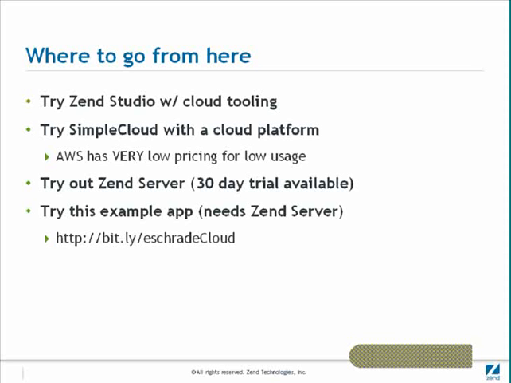Try out Zend Server using something like the job queue and the cluster management features. You can also use this example app, which actually does need Zend Server. I have a link here to bit.ly/eShradeCloud, and you can download this example from there. You should be able to run it with a working instance of Zend Server with the job queue running. You should be able to run it pretty much out of the box. You'll need to add your AWS access key and things like that, but it should work.